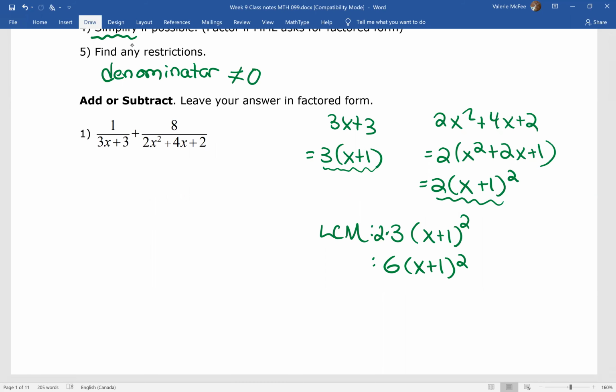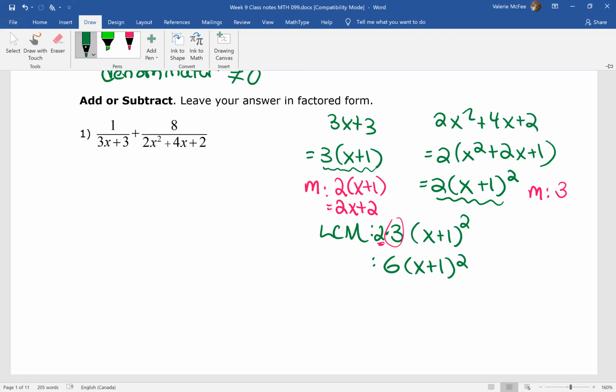What's missing? I see that I'm missing a factor of 2, and this expression has 2 factors of x plus 1. I only have 1 here. So it's missing a factor of x plus 1 as well. It's missing 2x plus 2. What's missing over here? It has the 2 factors of x plus 1. It has the 2, but it's missing the factor of 3. So remember, we're multiplying by whatever is missing.